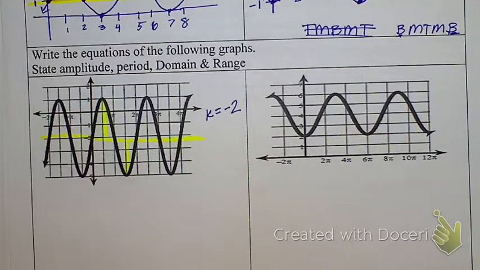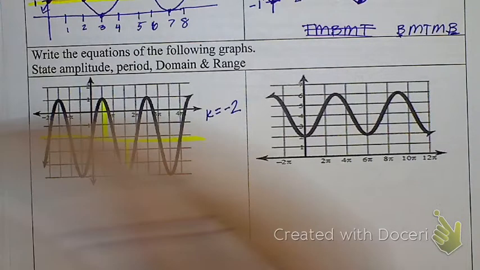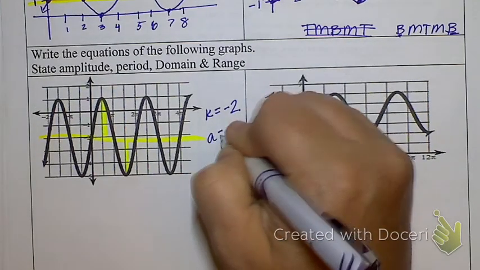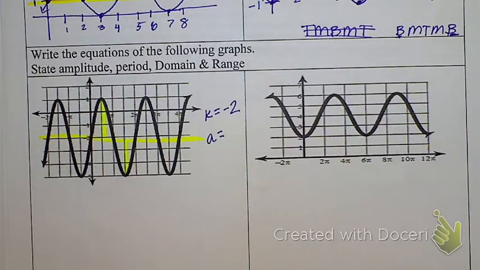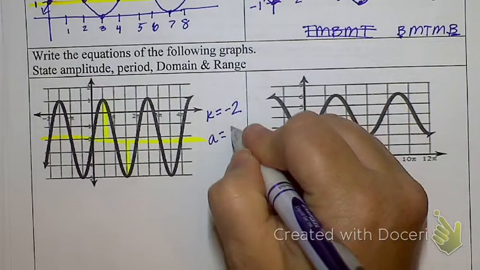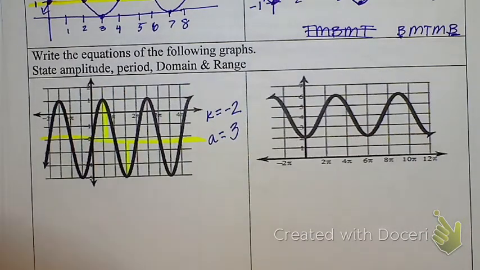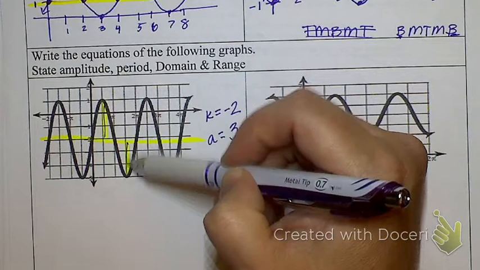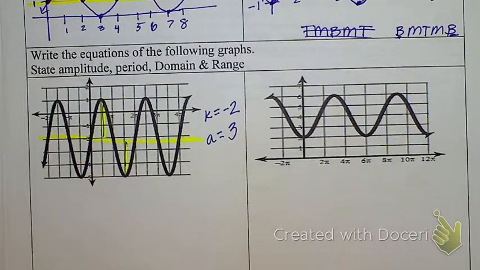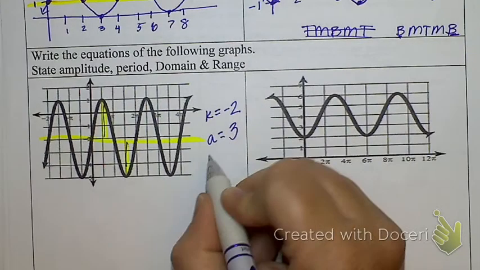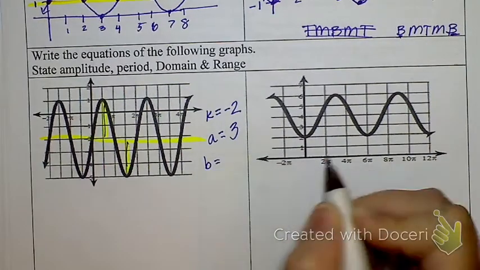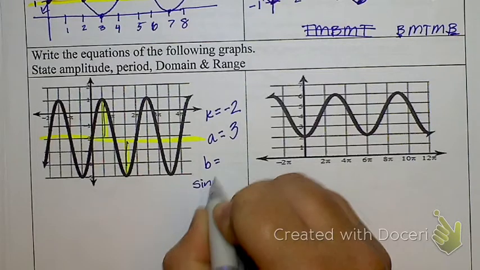Questions about that? If k is -2, what does that tell me about the amplitude if it is going up 3 from there and down 3 from there? The amplitude is 3 because it's going up 3 and down 3. What other things do I need to know for my equation? I need to know what b is. I need to know if it is sine or cosine.